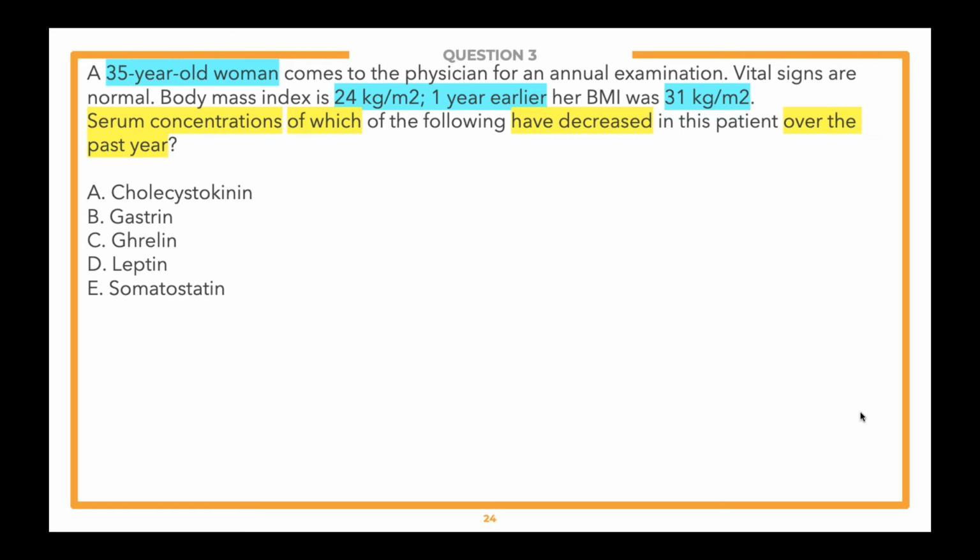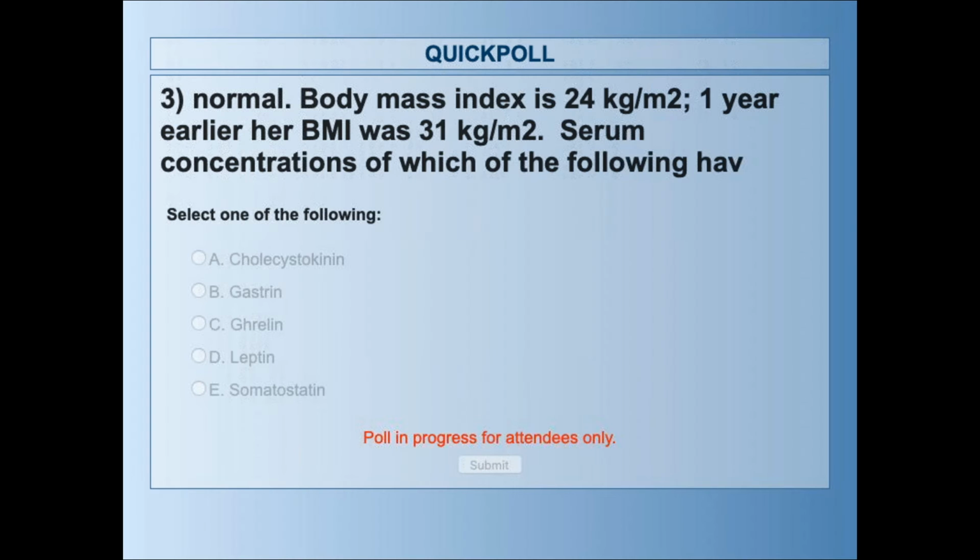So once again, we're going to go ahead and open up that poll. Go ahead and select what you think is the best answer, and we'll talk about it in just a few seconds. I'm going to read that lead-in to you one more time, as we had a little copy and paste error here. Serum concentrations of which of the following have decreased in this patient over the past year? So there's the poll. Once again, that vignette lead-in reads as such. Serum concentrations of which of the following have decreased in this patient over the past year?